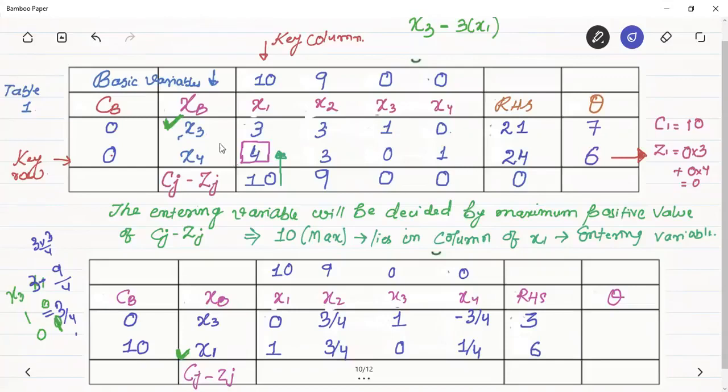See how. Cj is 10, Zj is 0 into 0 is 0, plus 10 into 1 is 10, then 10 minus 10 will be what? 0, right. Zj here will be 10. Zj means 0 plus 0 plus 0 into 0 plus 10 into 1, that is 10. Then Cj minus Zj, 10 minus 10 will be 0. Now tell me what will come in this table here.